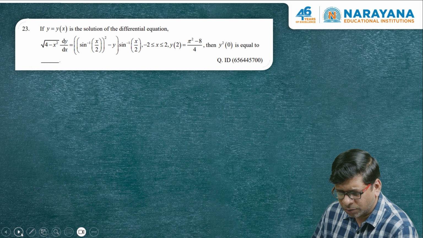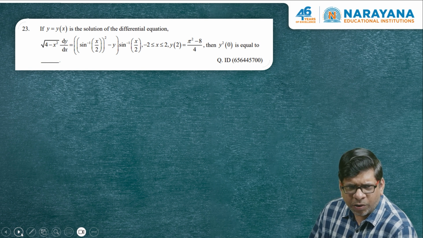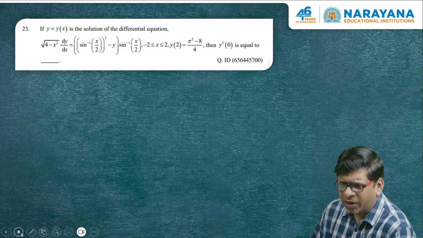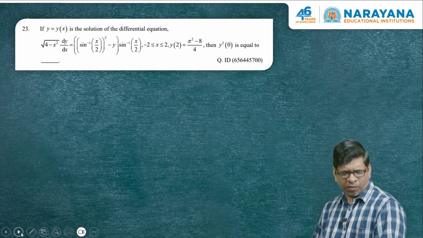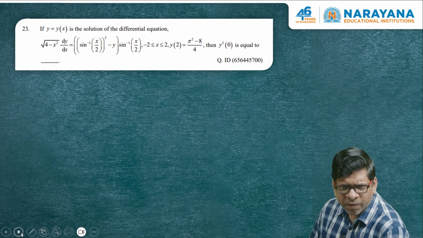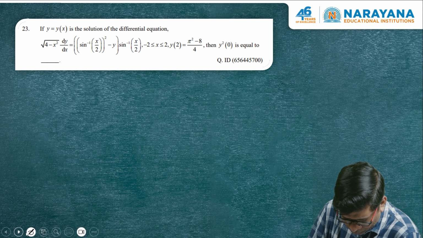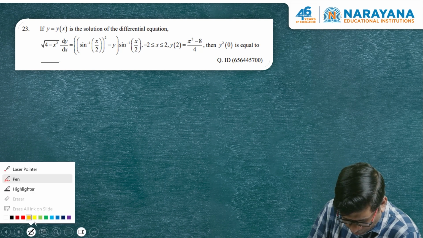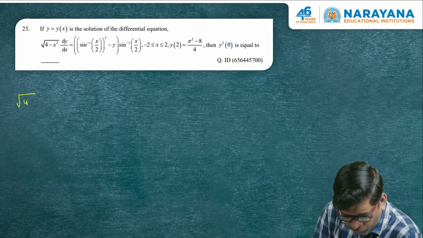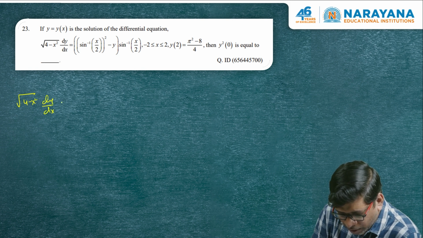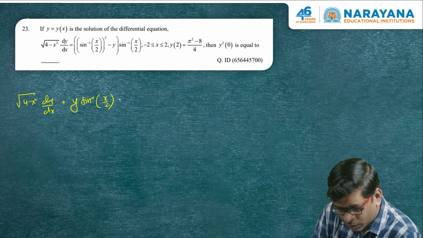Next question. Standard type of differential equation, which is again a linear first order differential equation. Most of the questions from differential equations are from linear first order only, and this is one of such type. So you can rearrange this. If you rearrange in the standard form, what will we get? Root(4 minus x squared) dy by dx plus y sin inverse(x by 2) equals (sin inverse(x by 2)) whole cube.